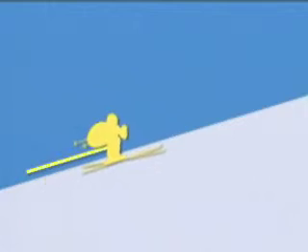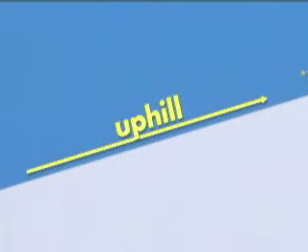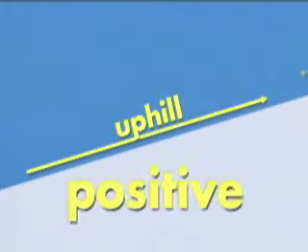A skier on a line that slopes upward from left to right goes uphill. If you think of up as positive, you can remember that lines that go uphill have positive slopes. If a skier is on a horizontal line, he can't go up or down. A skier on a flat surface like this would have 0 problem. Think of this to remember that the slope of a horizontal line is 0.